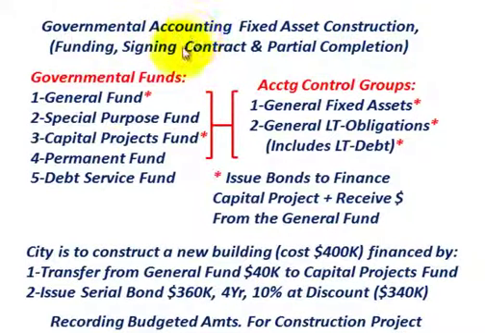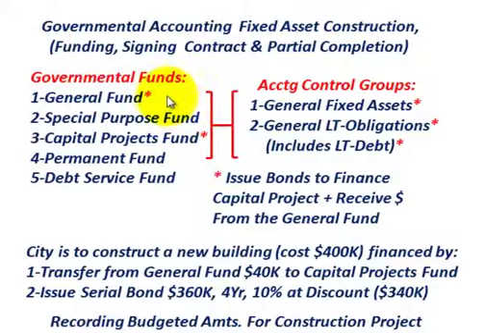When you're talking about governmental accounting, this is where you have your governmental funds, and along with your governmental funds you have your accounting control groups. For our example, the city is going to have to issue some bonds to finance this capital project, this fixed asset construction of this building. Along with issuing the bonds, they're also going to have to receive some monies from the general fund.